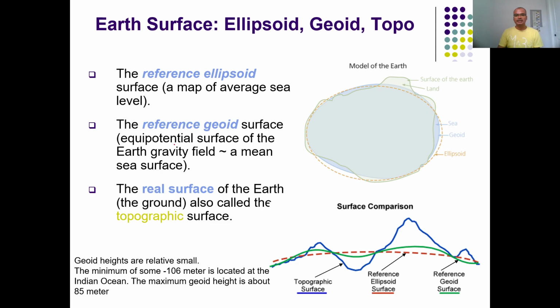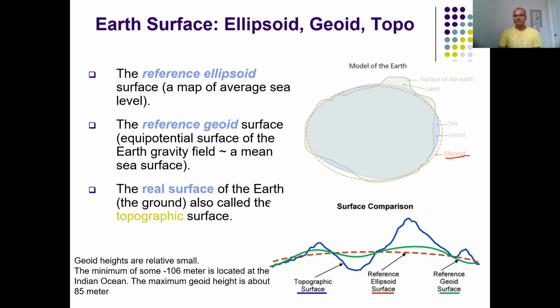Truly, the geoid is an equipotential surface of the Earth's gravity field. Later we will discuss in detail how the Earth's gravity field helps to prepare the geoid surface, but you should understand that the geoid is the true shape of the Earth, and the true shape of the Earth can be best represented with the help of an ellipsoid. It's the best, but it's not accurate.